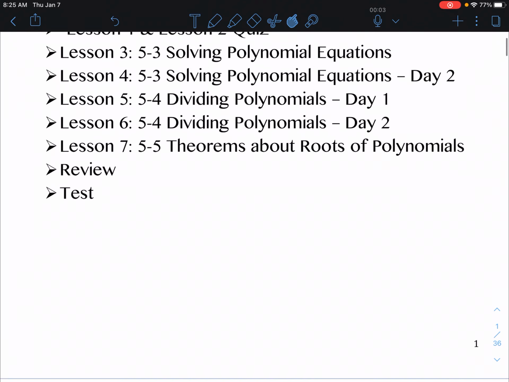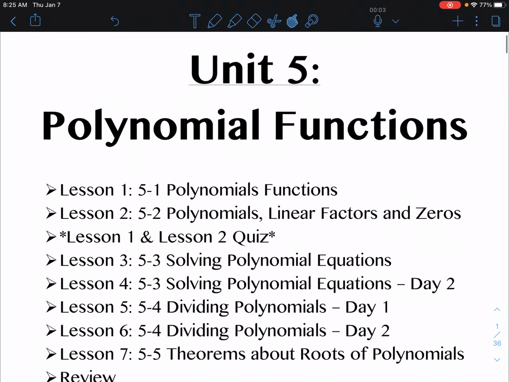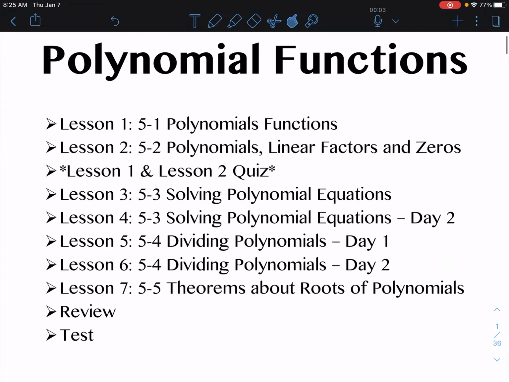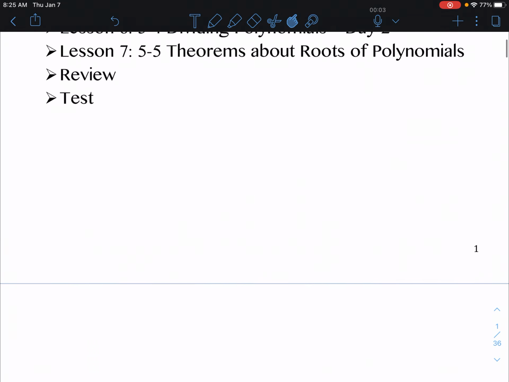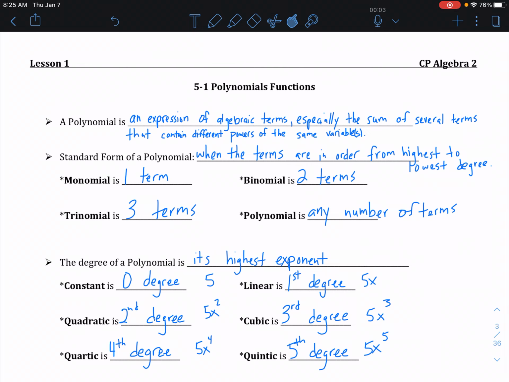Okay, guys, welcome back. We are actually going into Unit 5 today. Our whole theme is going to be based around polynomial functions. So we're going to go into Lesson 1, Section 5.1, Polynomial Functions. Please make sure you guys are pausing repeatedly and copying down these notes into your packet.